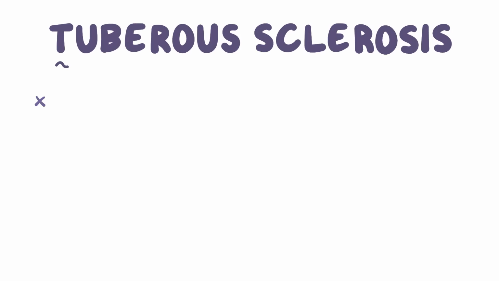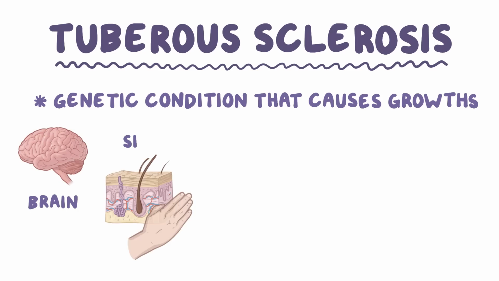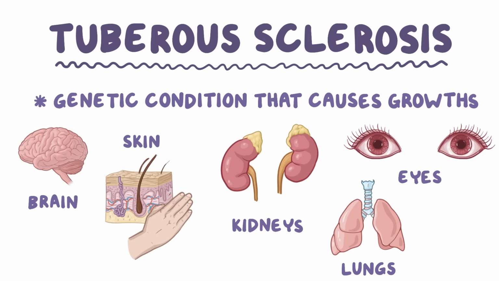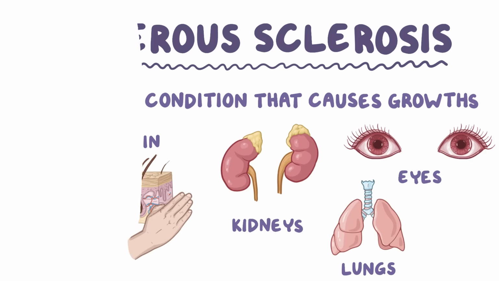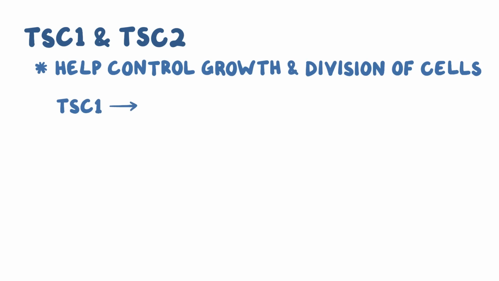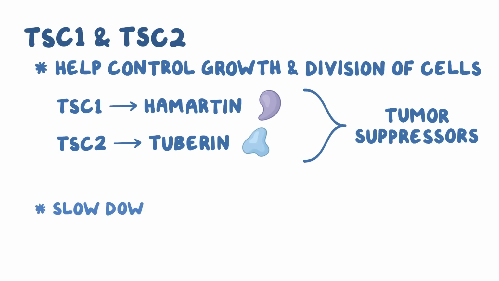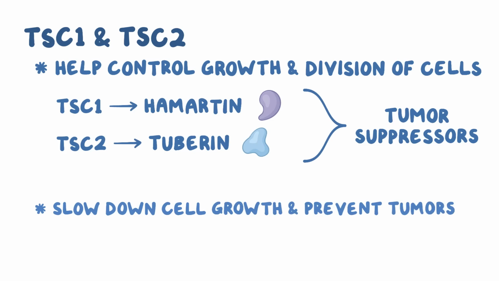Tuberous sclerosis is a genetic condition that causes growths to form in various body organs. This most commonly affects the brain, skin, kidney, lungs, and eyes. Normally, there are two genes called TSC1 and TSC2 that help control the growth and division of cells in the body. TSC1 encodes the protein hamartin, and TSC2 encodes the protein tuberin. Both of these proteins are tumor suppressors, meaning they help slow down cell growth and prevent tumors.